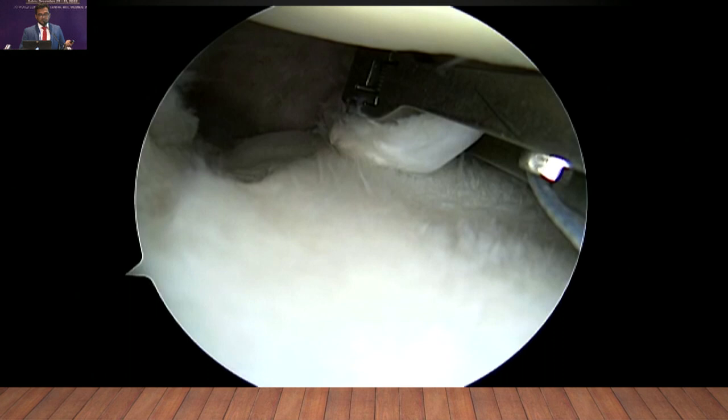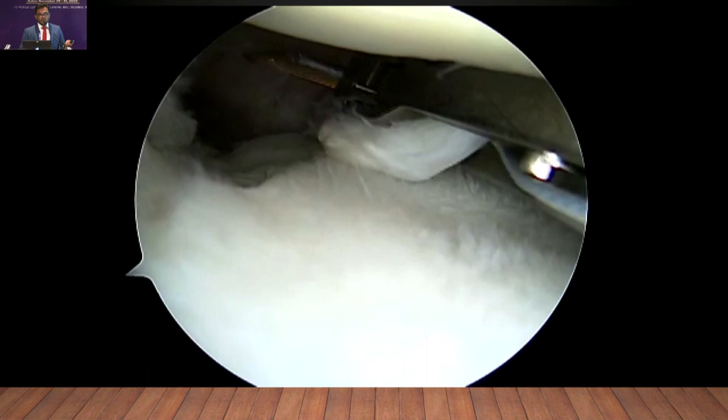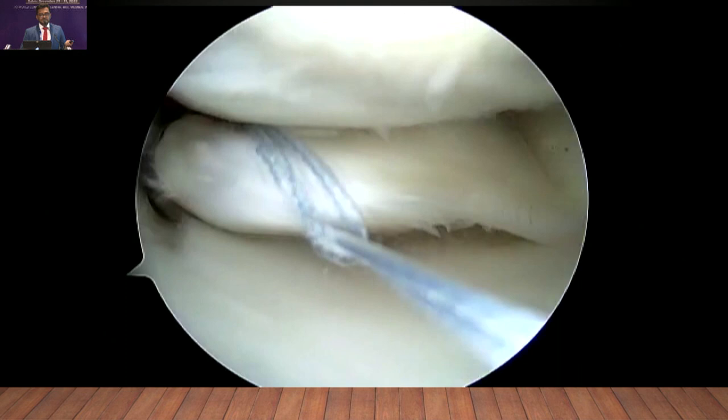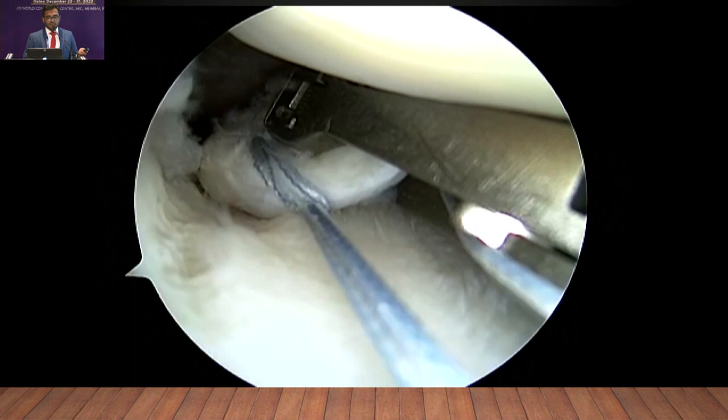Take a bite with a suture fiber or a suture tape if you like in the root with the help of the knee scorpion coming from the anteromedial portal. You can have different types of suture configurations. This is my choice for the root repair. Have two, you can also have three.